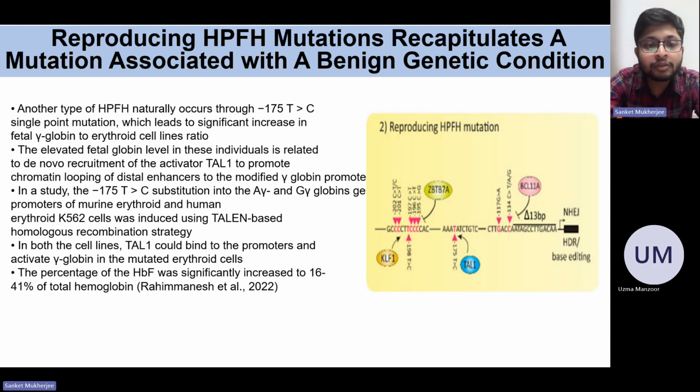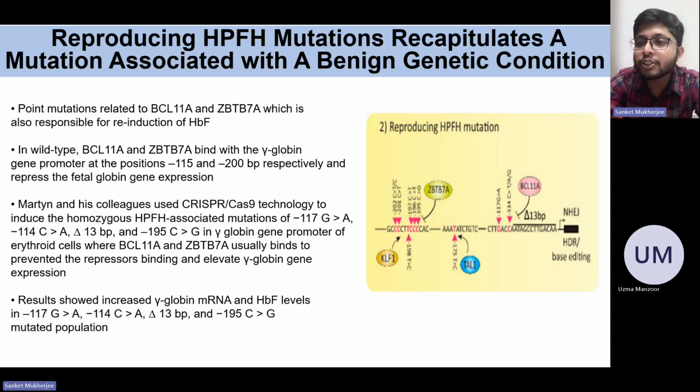In a study, the 175T2C substitution into A gamma and G gamma globin promoters of murine erythroid and human erythroid K562 cells was induced using TALEN and homologous recombination strategies. In both the cell lines, TAL1 could bind to the promoters and activate the gamma globin in the mutated erythroid cells. The percentage of fetal hemoglobin increased from 16 to 41% of total hemoglobin. So here the increase is much higher than in case of the previous mutation.